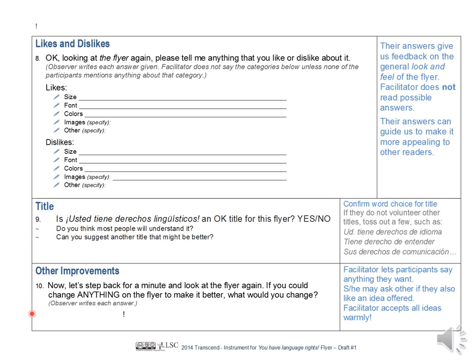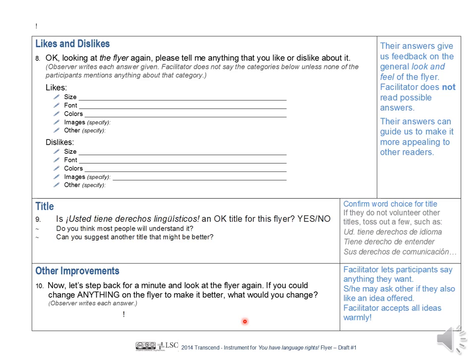And moving to the last part, on other improvements, this also tends to be a very rich area. Just say, okay, let's just look at the whole thing. And I'd like each of you to tell me if you could change absolutely anything on this flyer to make it better, what would you change? And so this part is less focused than any of the other questions, and it can often be a place where you get really interesting and useful suggestions.